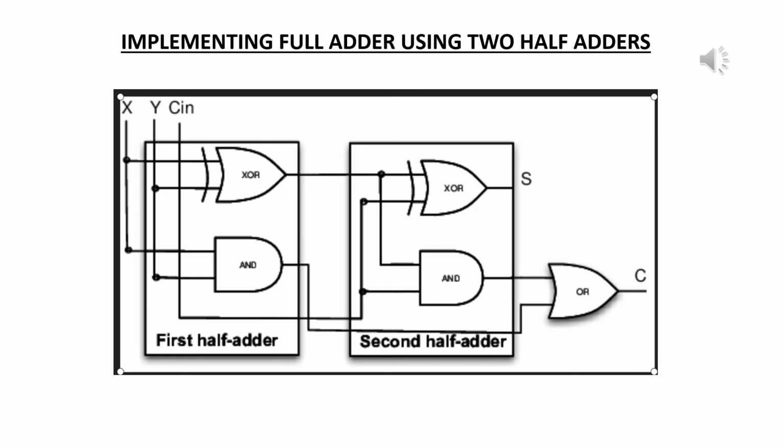The final logic diagram for a full adder circuit using two half adders is shown here. You can see in this diagram, two half adder circuits are used. The sum output of the full adder is given by the sum output of the second half adder circuit, and the carry output of the full adder is given by the output of the OR gate. The inputs to the OR gate are obtained from the AND gates of the first half adder and second half adder circuits.